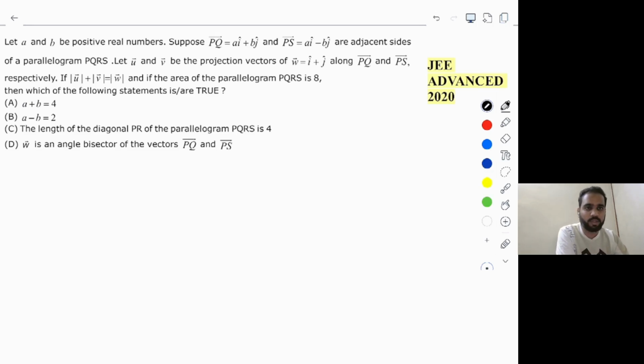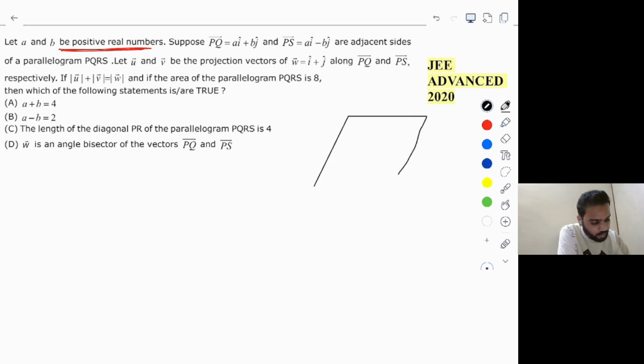Now this is a question from JEE Advanced 2020. Let A and B be two positive real numbers. So let's keep that in mind that A, B are positive real numbers. Suppose PQ bar and PS bar are the adjacent sides of a parallelogram PQRS. Okay. Now let's draw the diagram also for that one.